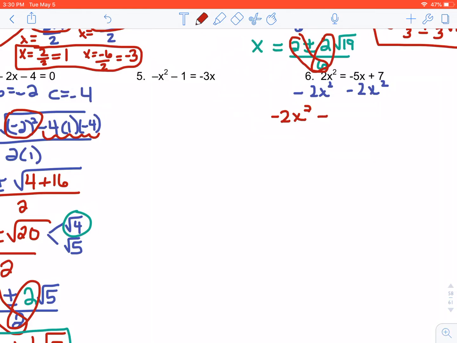And then there's a negative 5x. And then there's a plus 7. These guys cancel. You can place that equal sign wherever you want. 2x squared minus 2x squared is 0. I'm going to place it on the right side. It can go on either side, but just to keep everything consistent, I'm going to move it to the right so that it says equals 0.